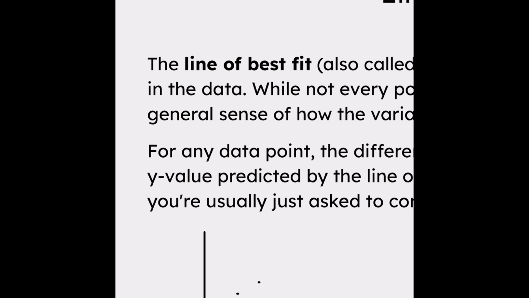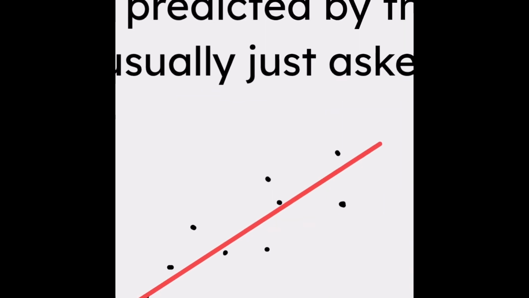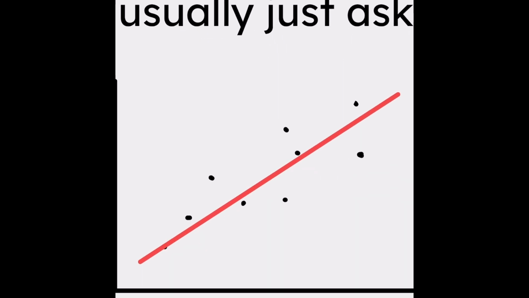So let's say I have a scatter plot like this, and I draw a line of best fit, something like this. Notice how it's not touching that many data points. It's touching like one data point. But the point is that it's going to minimize the difference, or get as close as it can, in general, to all the data points.